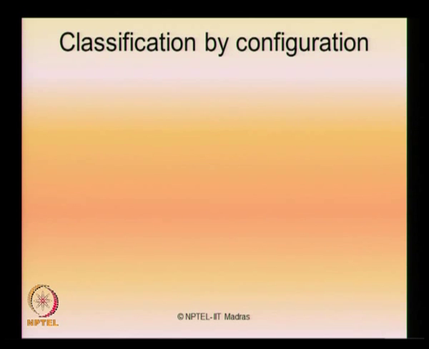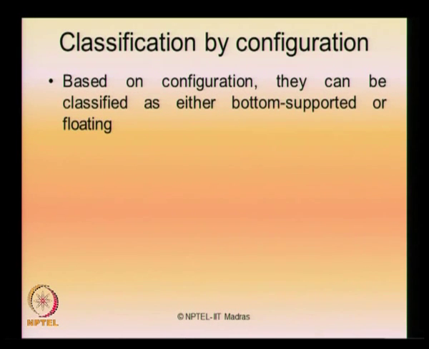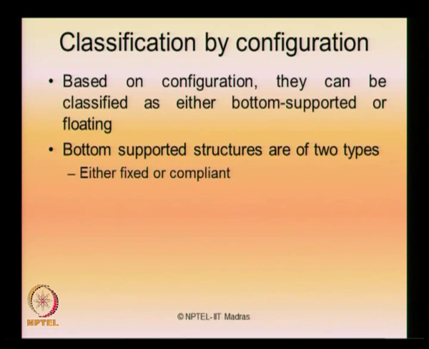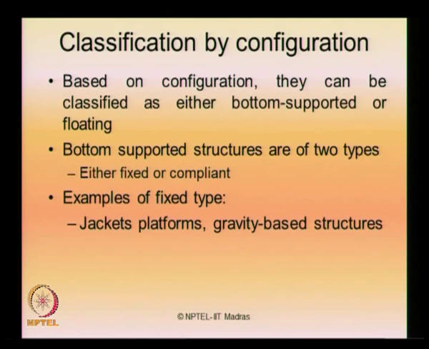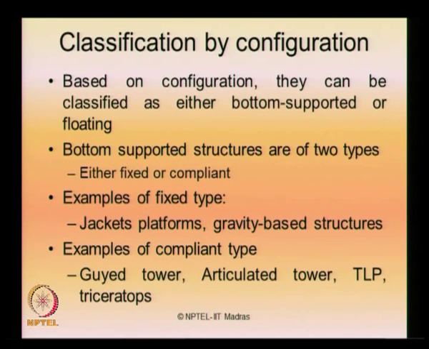So if you look at classification of structures by configuration, based on the configuration the structures can be broadly classified as either bottom supported or floating. Bottom supported structures can further be divided as fixed or compliant. Examples of fixed type you all know: jacket platforms, gravity based structures. Examples of compliant type we have understood: guyed towers, articulated towers, tension leg platforms, triceratops, etc.